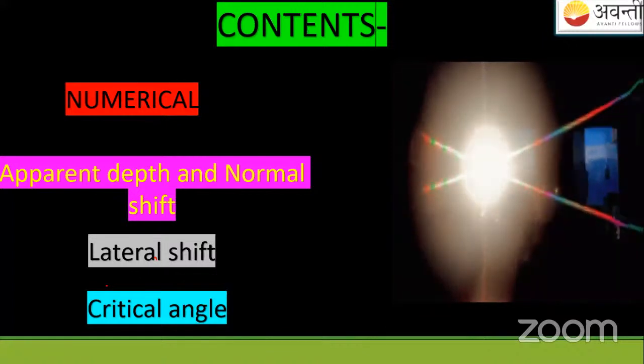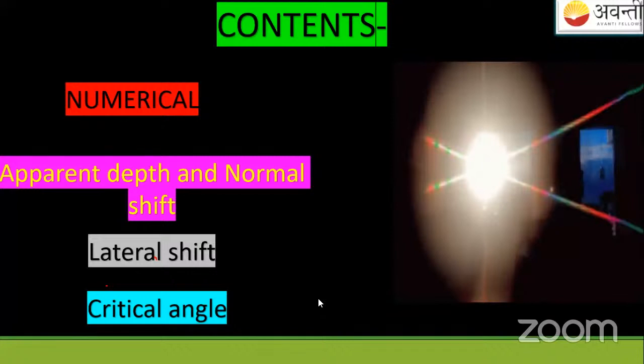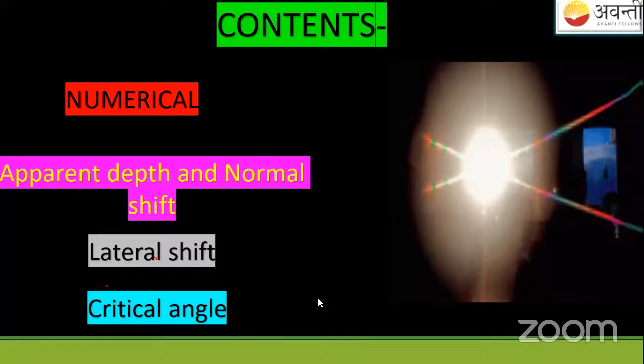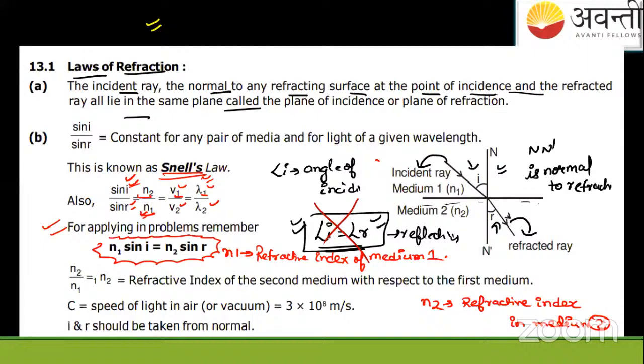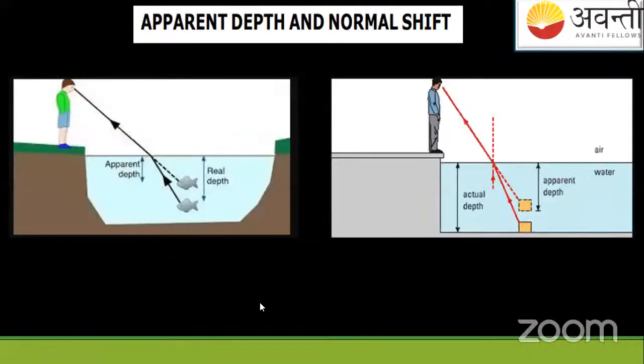My voice is audible? No. I hope the voice is audible to you. I hope the voice is clear. Okay. So let us go towards this apparent depth and normal shift. Let us go towards apparent depth and normal shift. Now clear. Okay, cool. Apparent depth and normal shift. So what is this apparent depth and normal shift, students? Let us see.